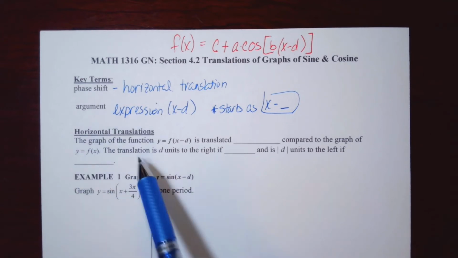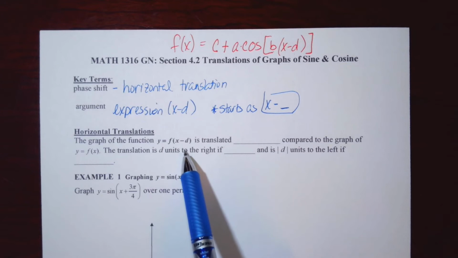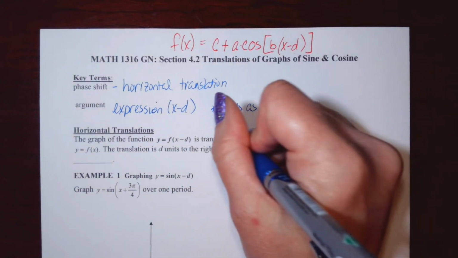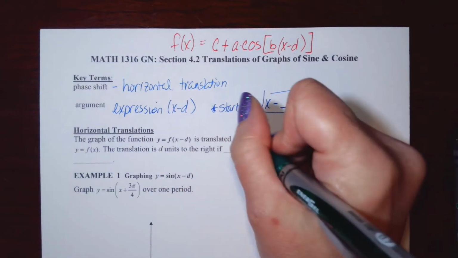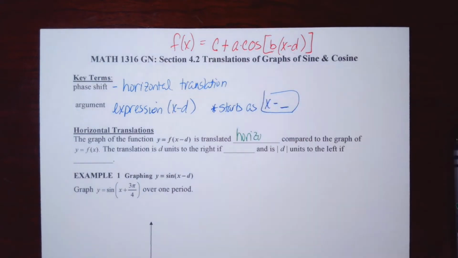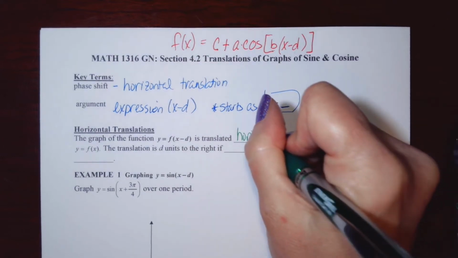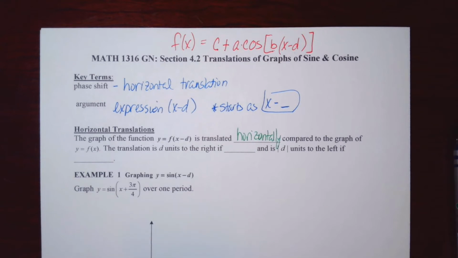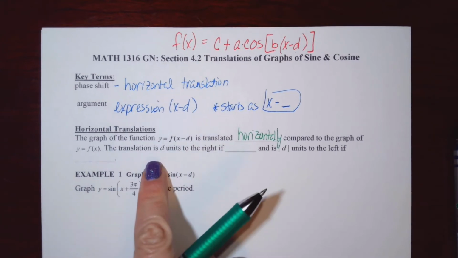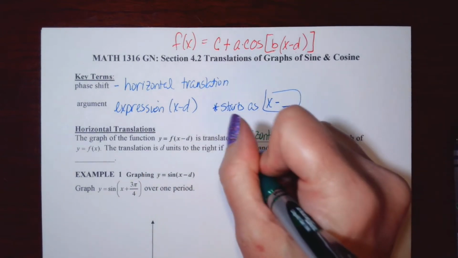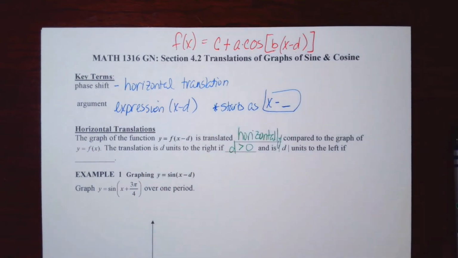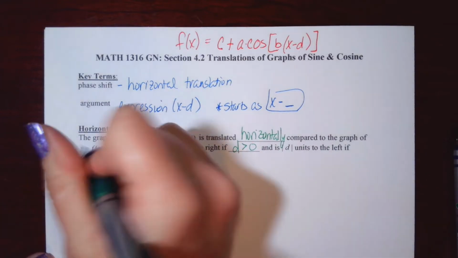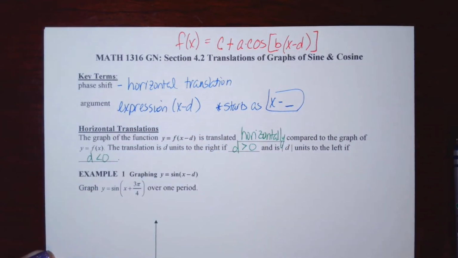Horizontal translations. The graph of this function where we have x minus d is translated horizontally compared to the graph of the function y equals f of x. That translation is d units to the right if d is positive, and it's d units to the left if d is negative.